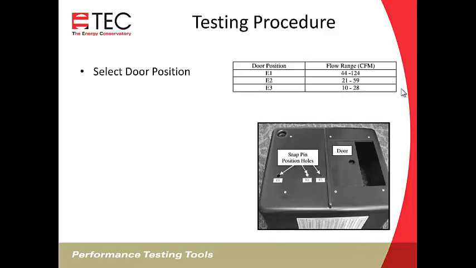So as I mentioned, there's 3 door positions, 1, 2, and 3. You'll select your door position based on what you estimate the flow through that fan is. If you don't have a sense of what the flow of that fan is, it's best to start with E2, because most fans you're going to be measuring, most bath fans, are going to be in that E2 range of 21 to 59 CFM. So that's always a good place to start.